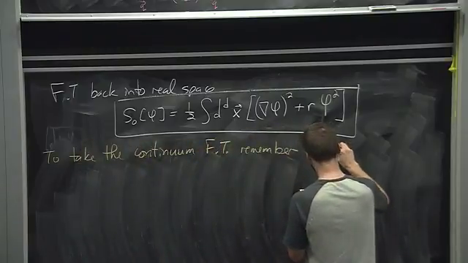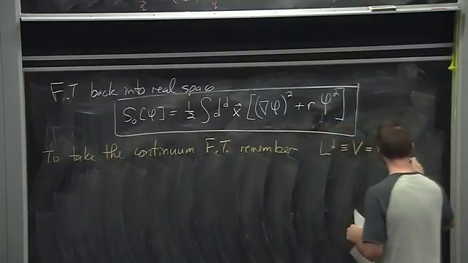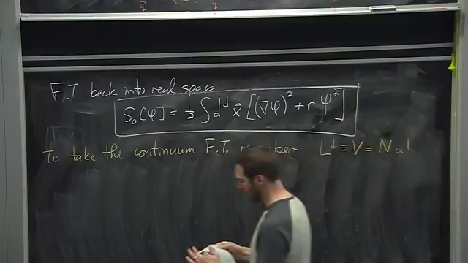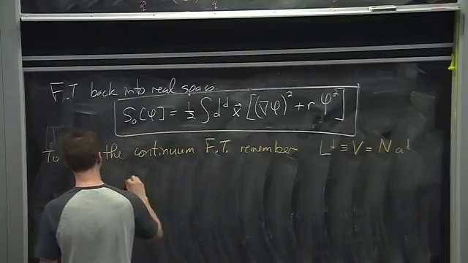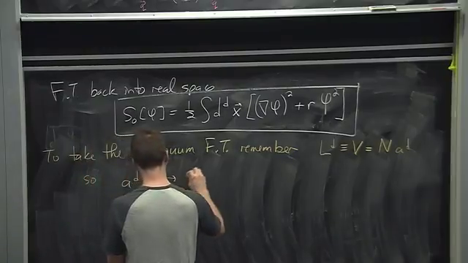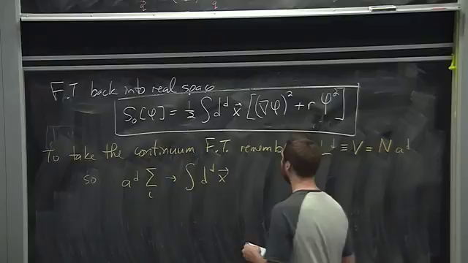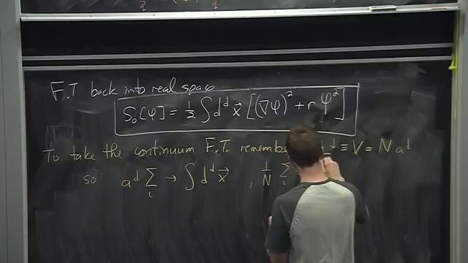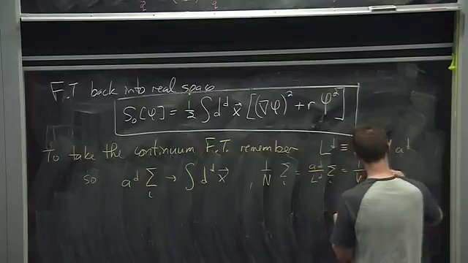Most importantly, L to the D, which is defined as your volume, is a number of points, and in real space it's n times a to the d. So a to the d is a volume per lattice site. That's your unit volume in real space. So a to the d times any sum is a thing that goes to the integral d^d x. And when you have something that's like 1 over n, then this goes to a to the d over L to the d. That gives you 1 over volume of the integral.